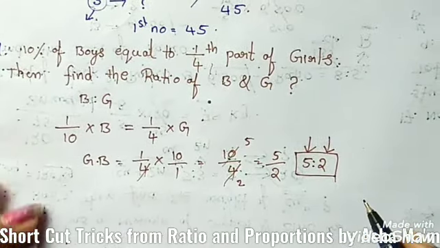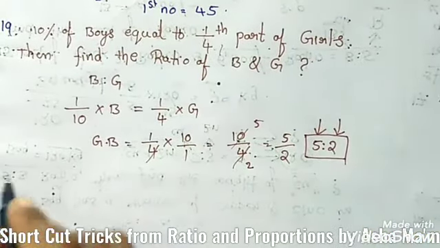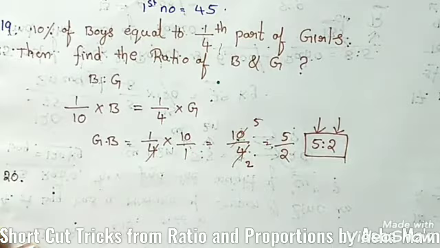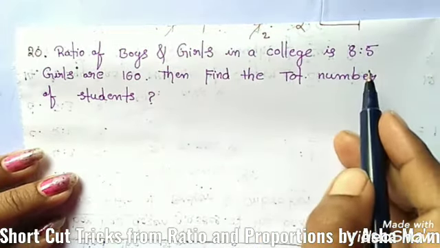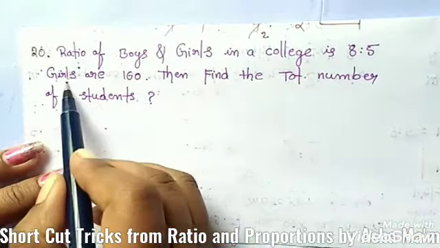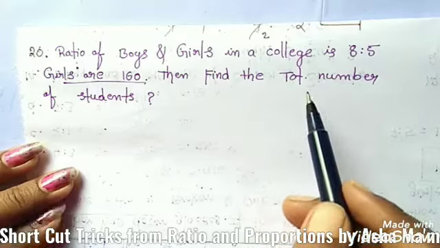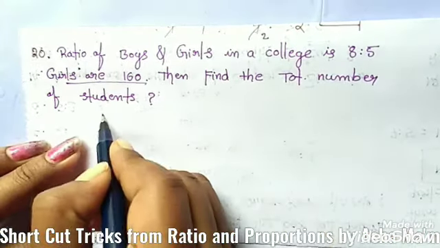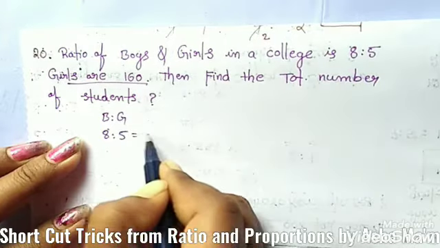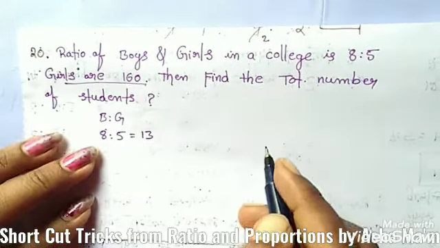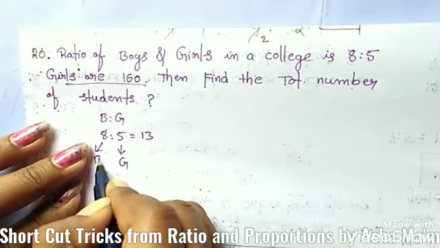Let us see question number 20. This is also based upon the chapter ratio and proportions. Question number 20. Ratio of boys and girls in a college is 8:5. Girls are 160. They have given the total number of girls. Then find the total number of students. Now here the ratio of boys and girls they have given, that is 8:5. Then the total is 13.